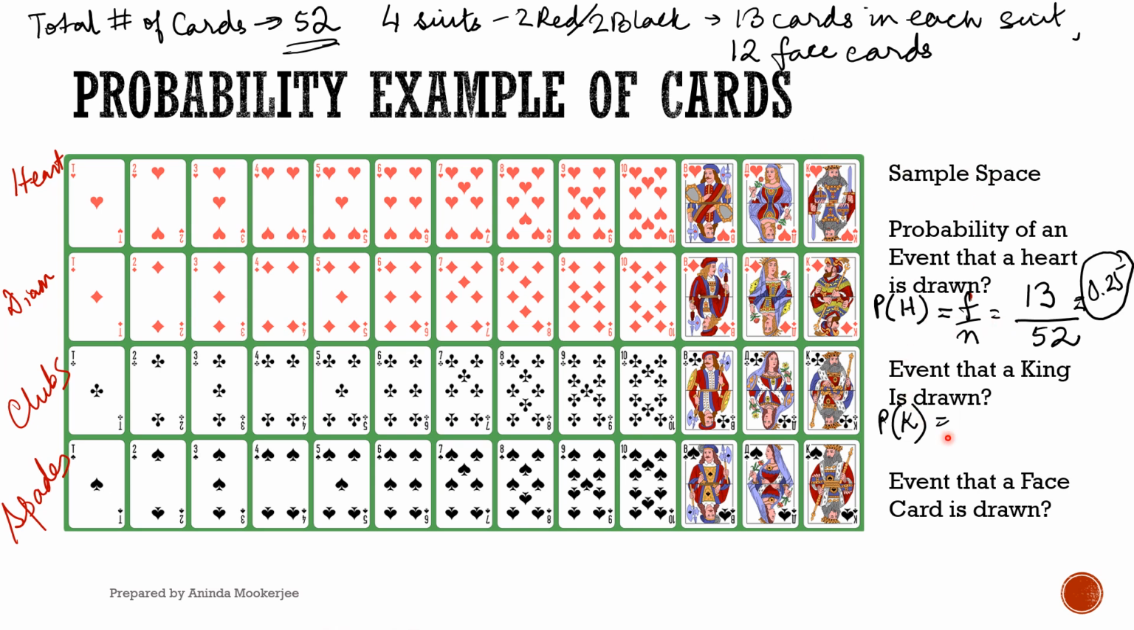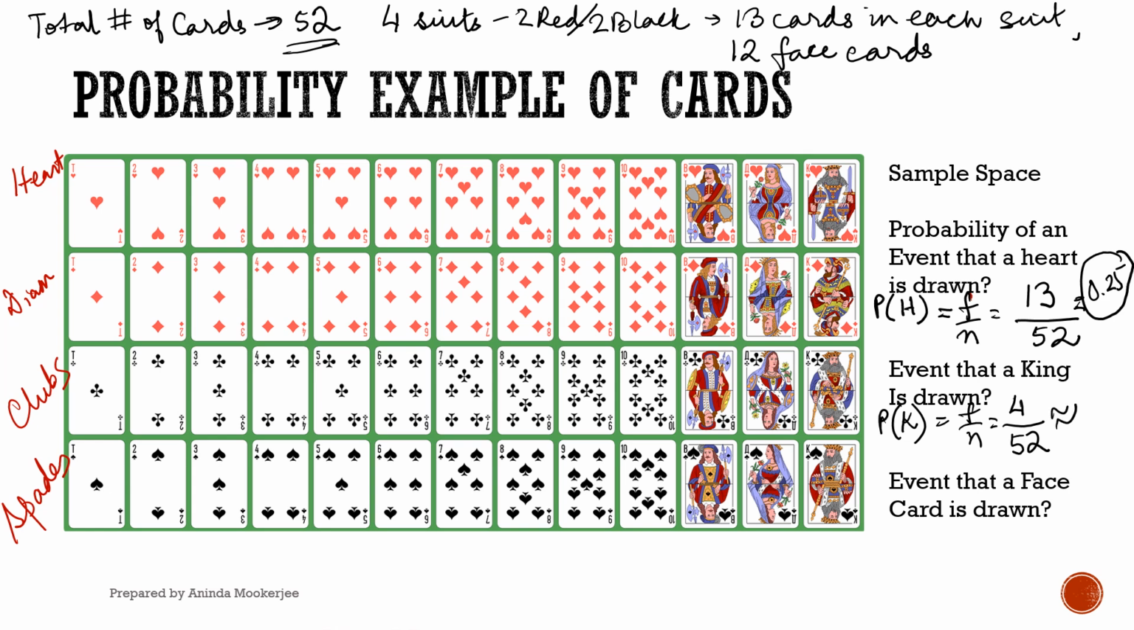So what is the probability that a king will get drawn? Again, n doesn't change. It's f over n, and n stays as 52. But how many kings are there? There are 4 kings in the deck, all these 4. So you're going to say 4 over 52 and then convert this to decimals.